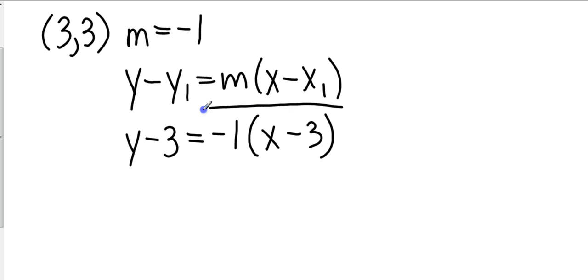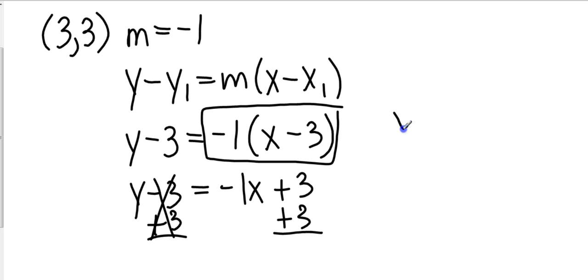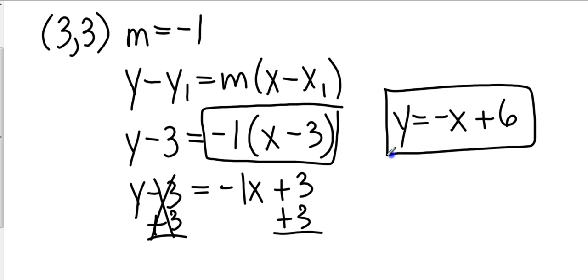So now I want to do this distributive property. Negative 1 times x is negative 1x. Negative 1 times negative 3 is positive 3. And now to get y by itself, I'm going to add 3 to both sides. Those will cancel, which gives me a final equation of y equals negative x plus 6. Again, you can put the negative 1x if you want to. I just simplify mine just a little bit further. Y equals negative x plus 6.